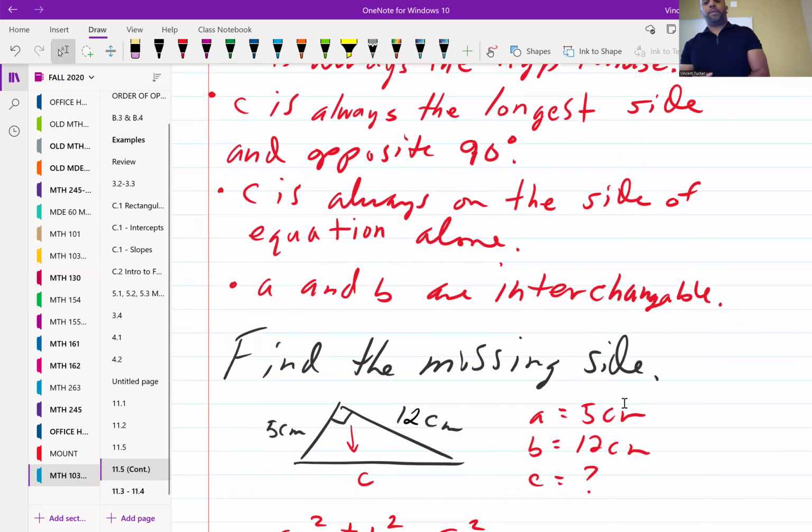All right, so an example that uses the Pythagorean theorem asks us to find the missing side, and we have 5 centimeters for one side, 12 centimeters for the other side, and then we're missing the actual longest side, which is going to be C, the one that's opposite that 90-degree angle.